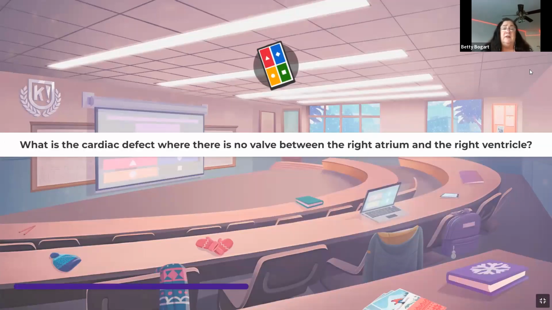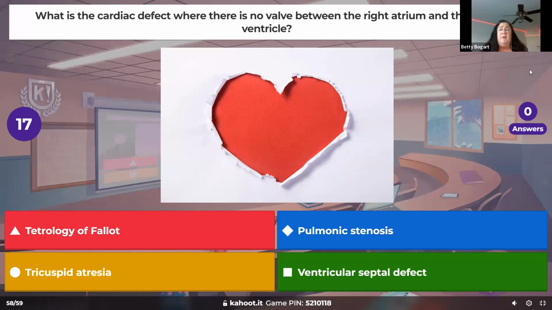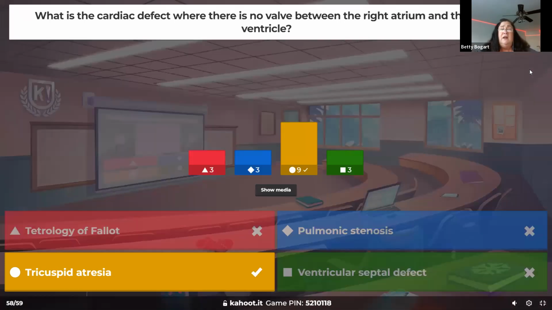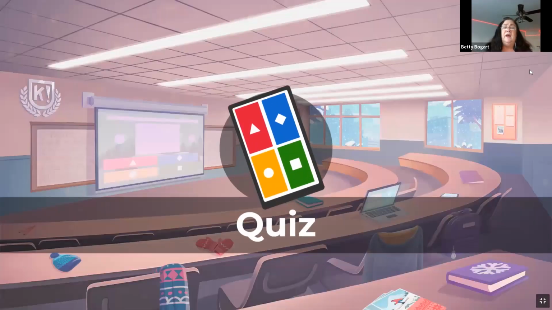What cardiac defect is when there's no valve between the right atrium and right ventricle? I'm going to ask you, what valve is between the right atrium and the right ventricle? This would be a child that would be placed on prostaglandins to keep that PDA open because nothing is going to the lungs. So it's called tricuspid atresia. Atresia means absent. There's nothing. Stenosis means there's an opening. Some blood is flowing.